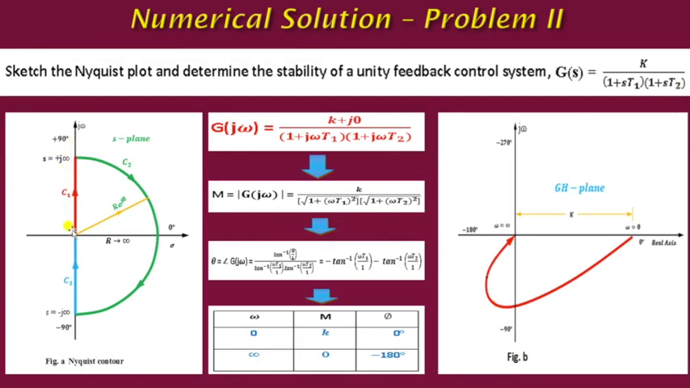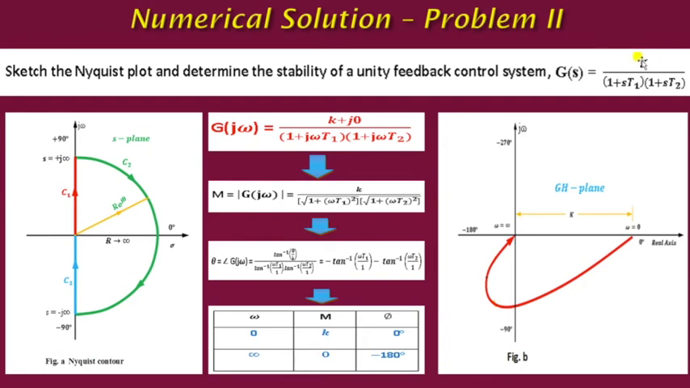Draw the closed contour in the S plane. So this is the C1, C2, C3 path. Then first consider section 1, that means C1. It is a polar plot. So put s equal to j omega. Then we get K, there is no imaginary part.